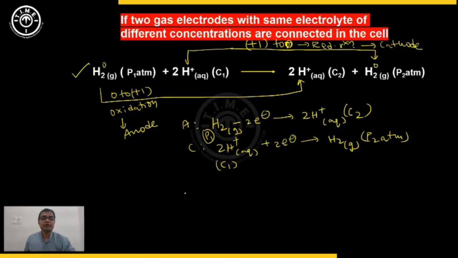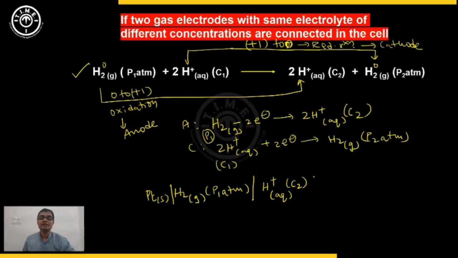Now you have to notate the anode. First H2 gas, pressure P1 atmosphere. Then a single vertical line. Next H plus ion; balancing is not required. Mention its physical state and its concentration. In this gaseous electrode, platinum is compulsorily used as an inert electrode, separated with a single vertical line.